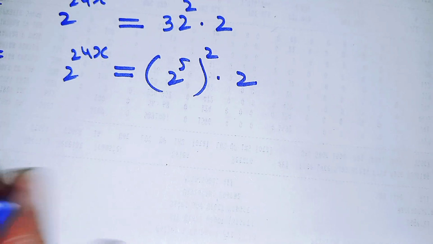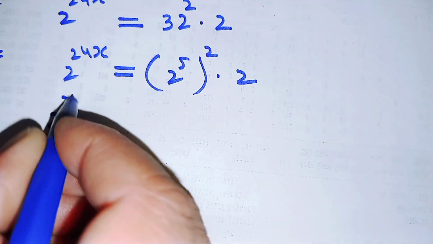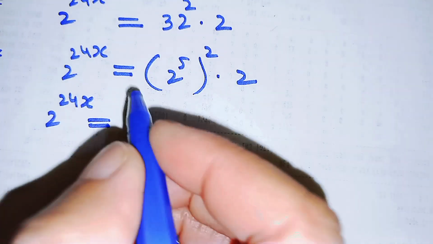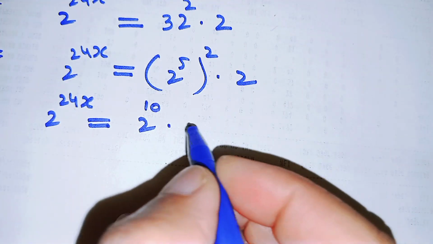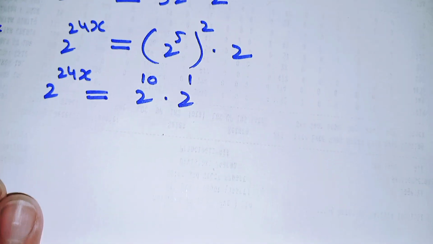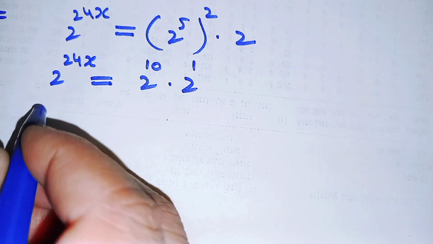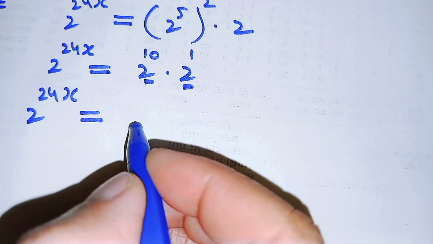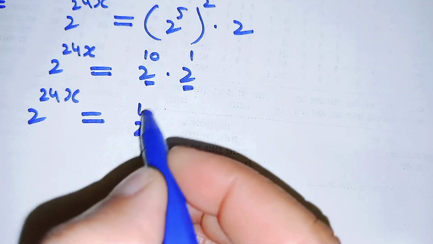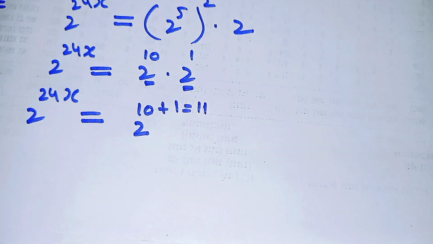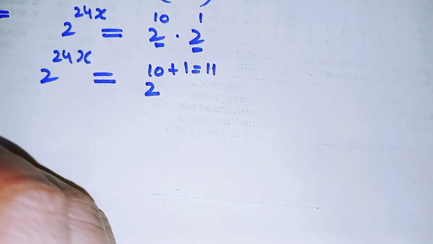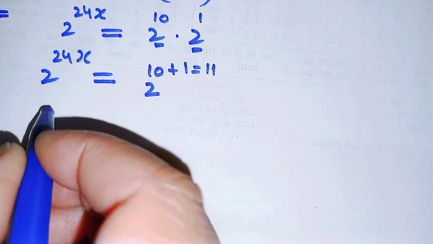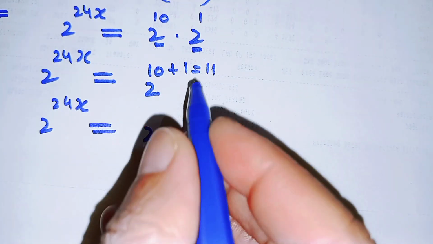So 2^(24x) = multiply powers, 5 times 2 is 10, so 2^10 times 2^1. Now the bases are the same, so we add the powers: 10 plus 1 is 11. So 2^(24x) = 2^11.